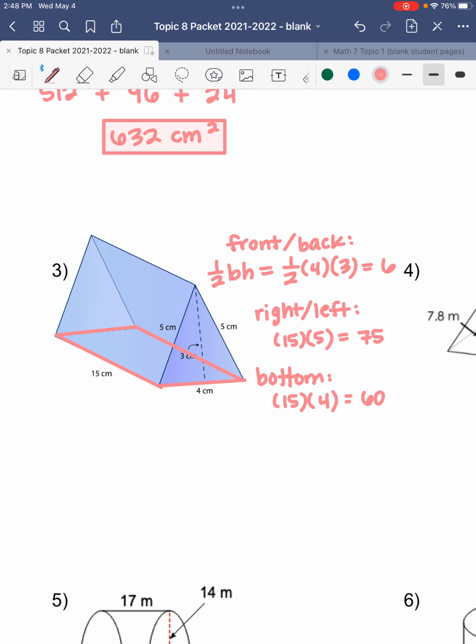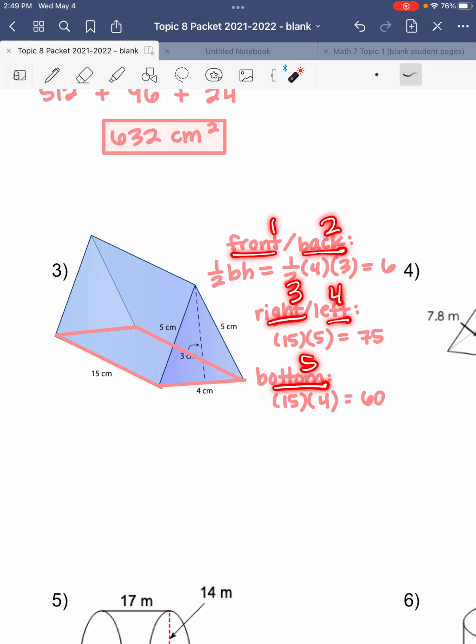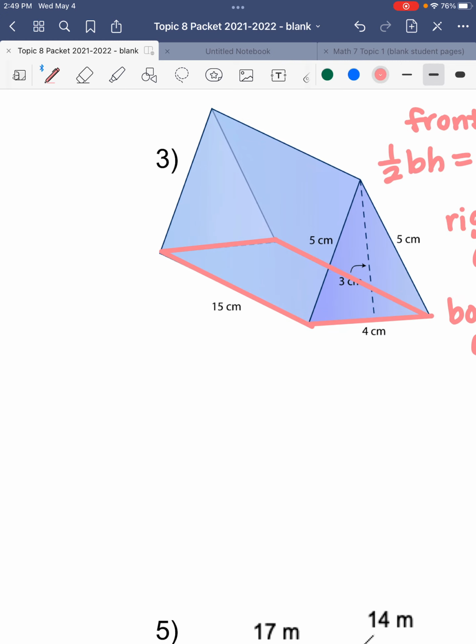Okay? Now, we need to find our surface area, and our surface area is going to be the area of all of these sides combined. So keep in mind, there's a front and a back, a right and a left, and a bottom. So all together, that's 1, 2, 3, 4, 5 total sides. Okay? So I'm going to add up 5 numbers.